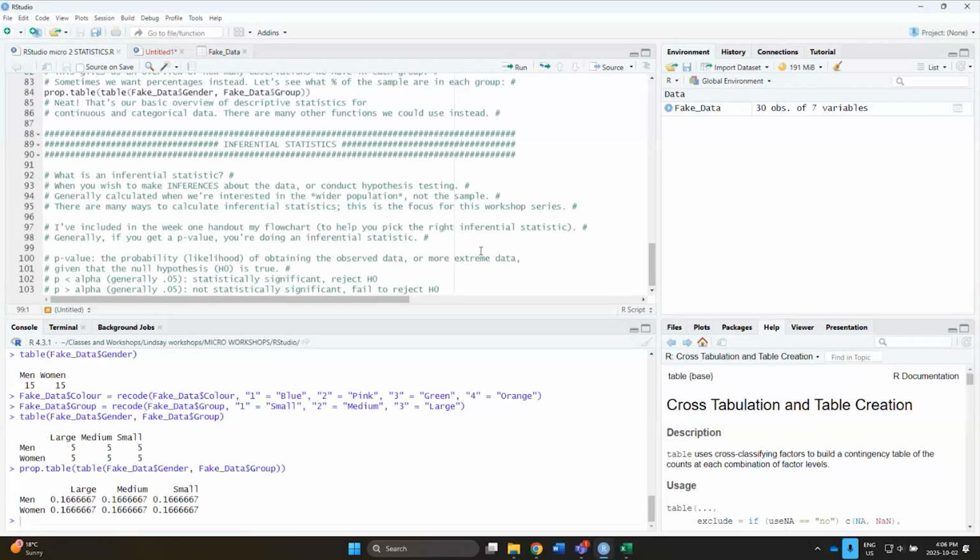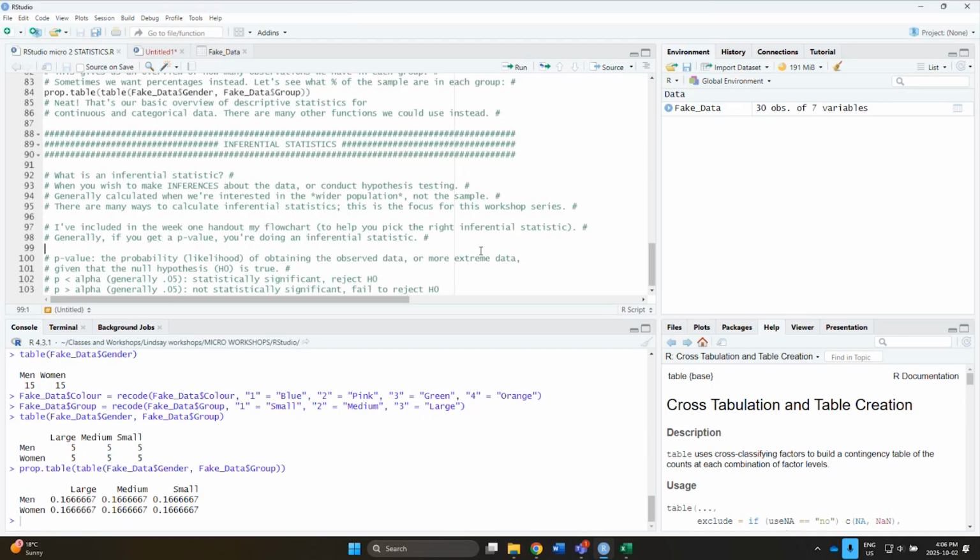Generally speaking, if you get a p-value, you are doing inferential statistics. So a chi-square, a correlation, a t-test, an ANOVA, a regression. Those are all examples of inferential statistics, and we're covering all of those, some this semester, some next semester.